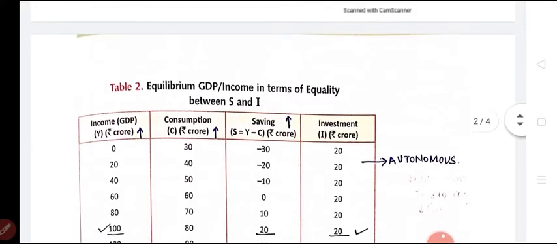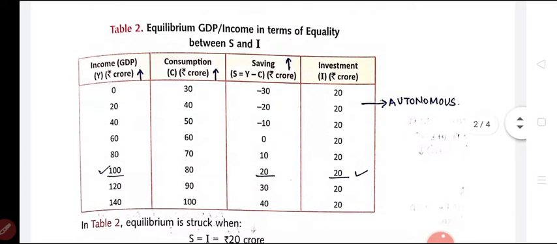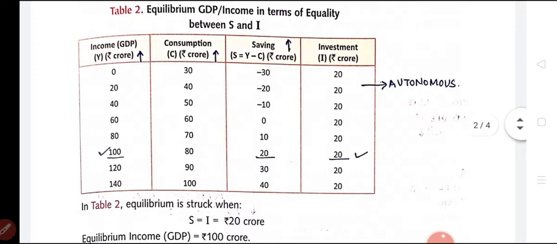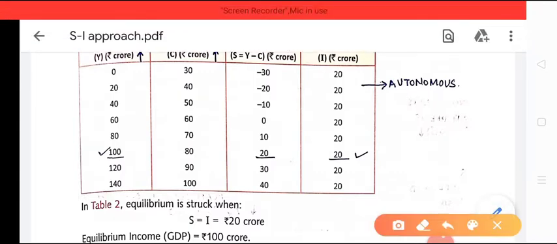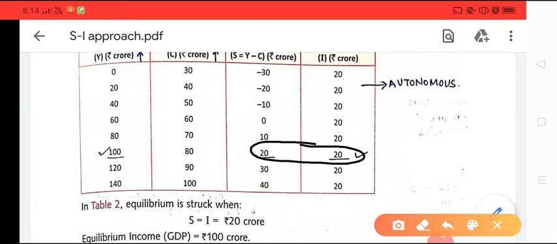Further, now let us see this table, as flashed on your screens. Look here, where is the equilibrium achieved? We'll consider both the approaches, the one we learnt today and the one we learnt yesterday, and understand how the equilibrium is achieved. Equilibrium should be at a level where saving becomes equal to investment. So this is the level where saving is 20 and investment is also 20. So this is the level of equilibrium where S is equal to I.